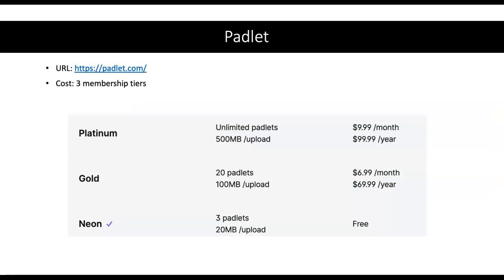So the cost of Padlet is actually going to be free to start off with. You get 3 Padlets. It gives you a good chance to see how it works for your classroom. If it works for your classroom, then you can upgrade to the Gold or Platinum. The Platinum level is roughly $100 a year.